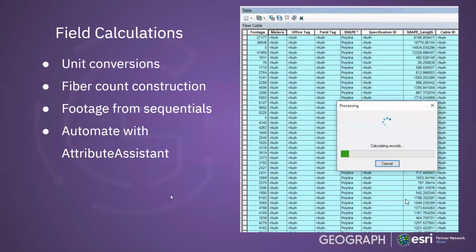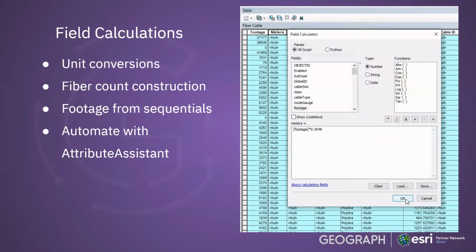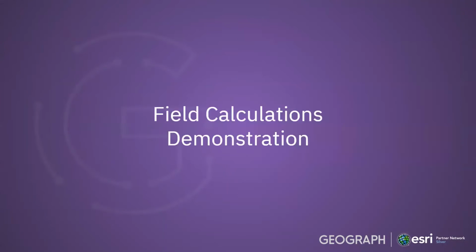Next, I'm going to talk about field calculations. These are a great way to convert units, create fiber count constructions, maybe convert sequentials that you have in your data and convert those to footages. And then I'm going to show you how you can automate this process using the attribute assistant. So I'm going to go ahead and start the demonstration.